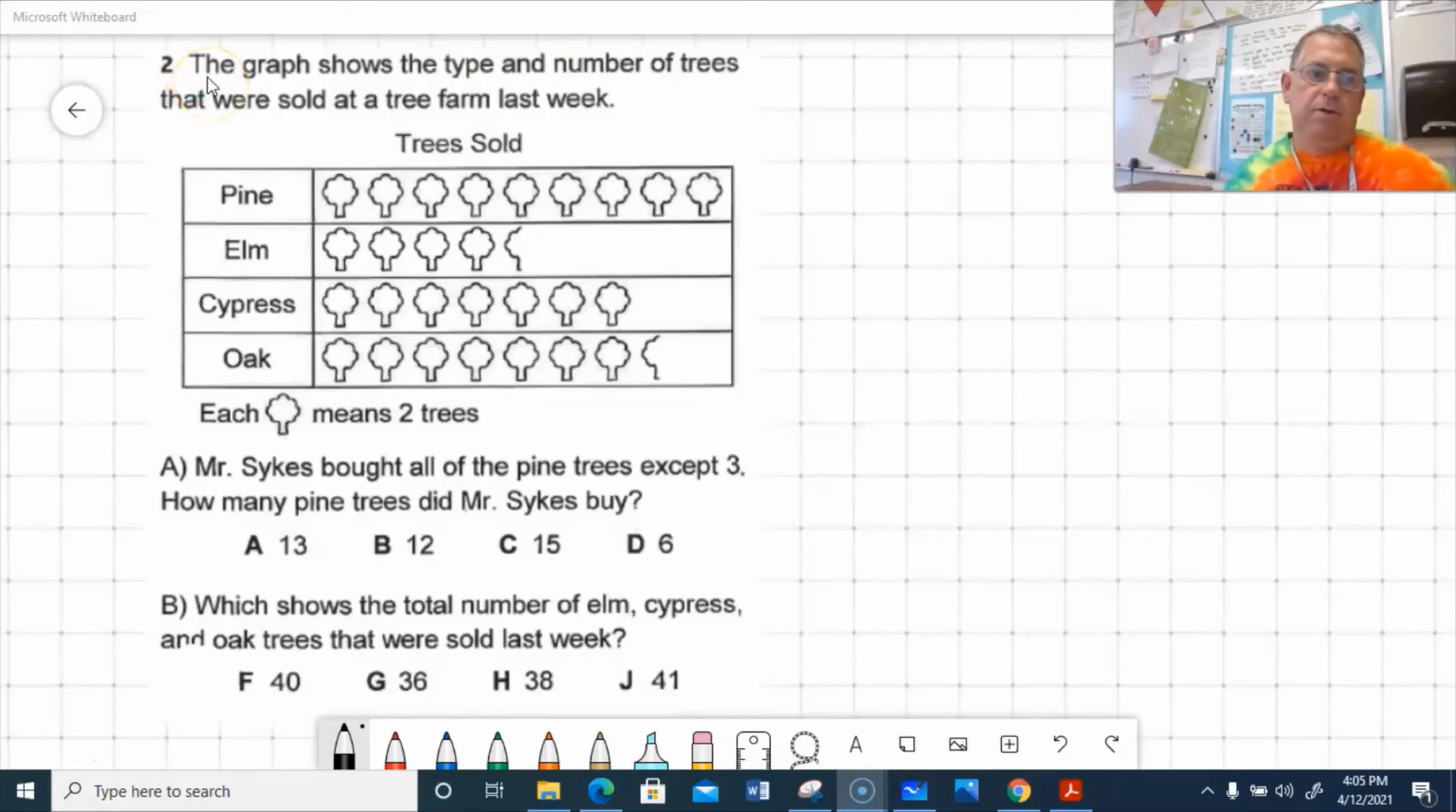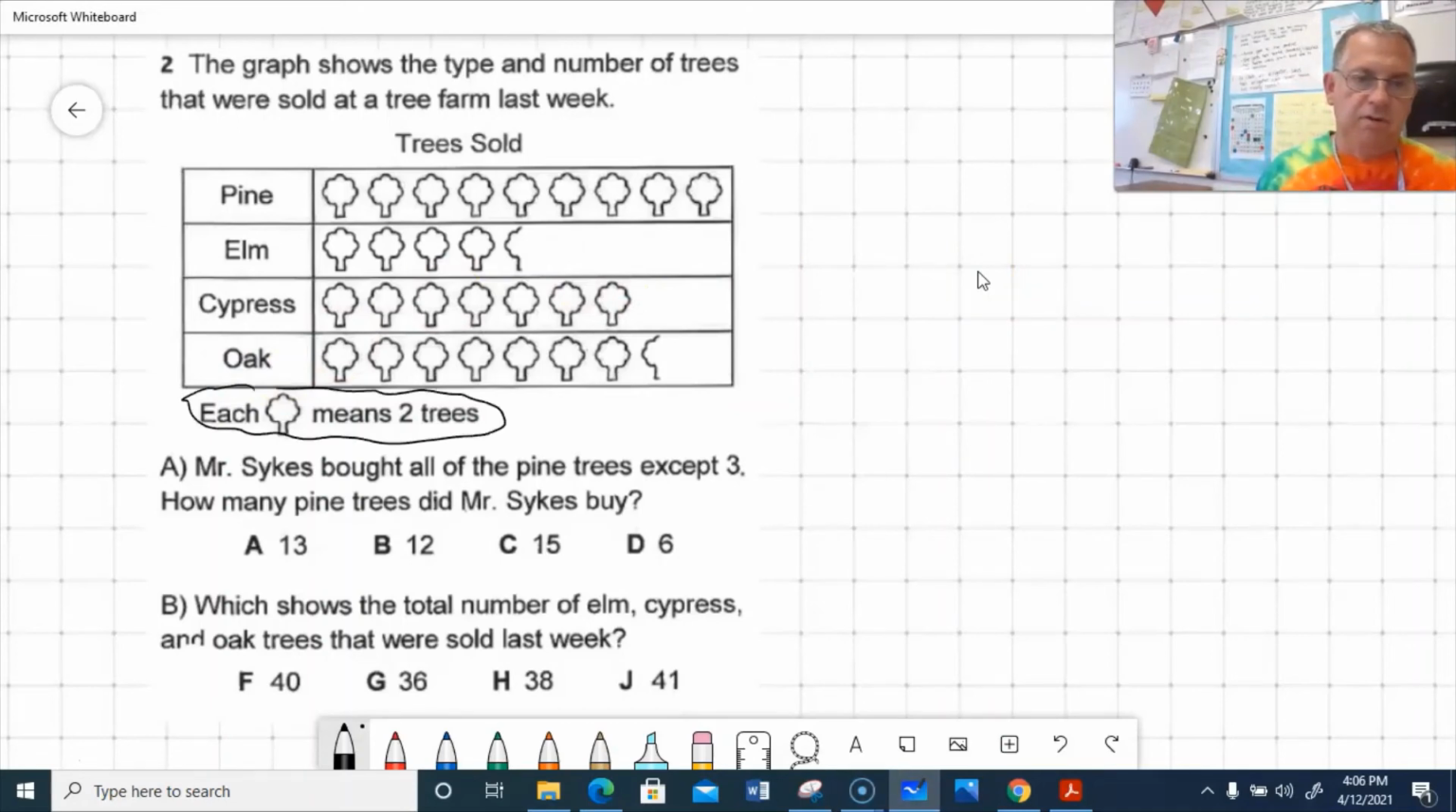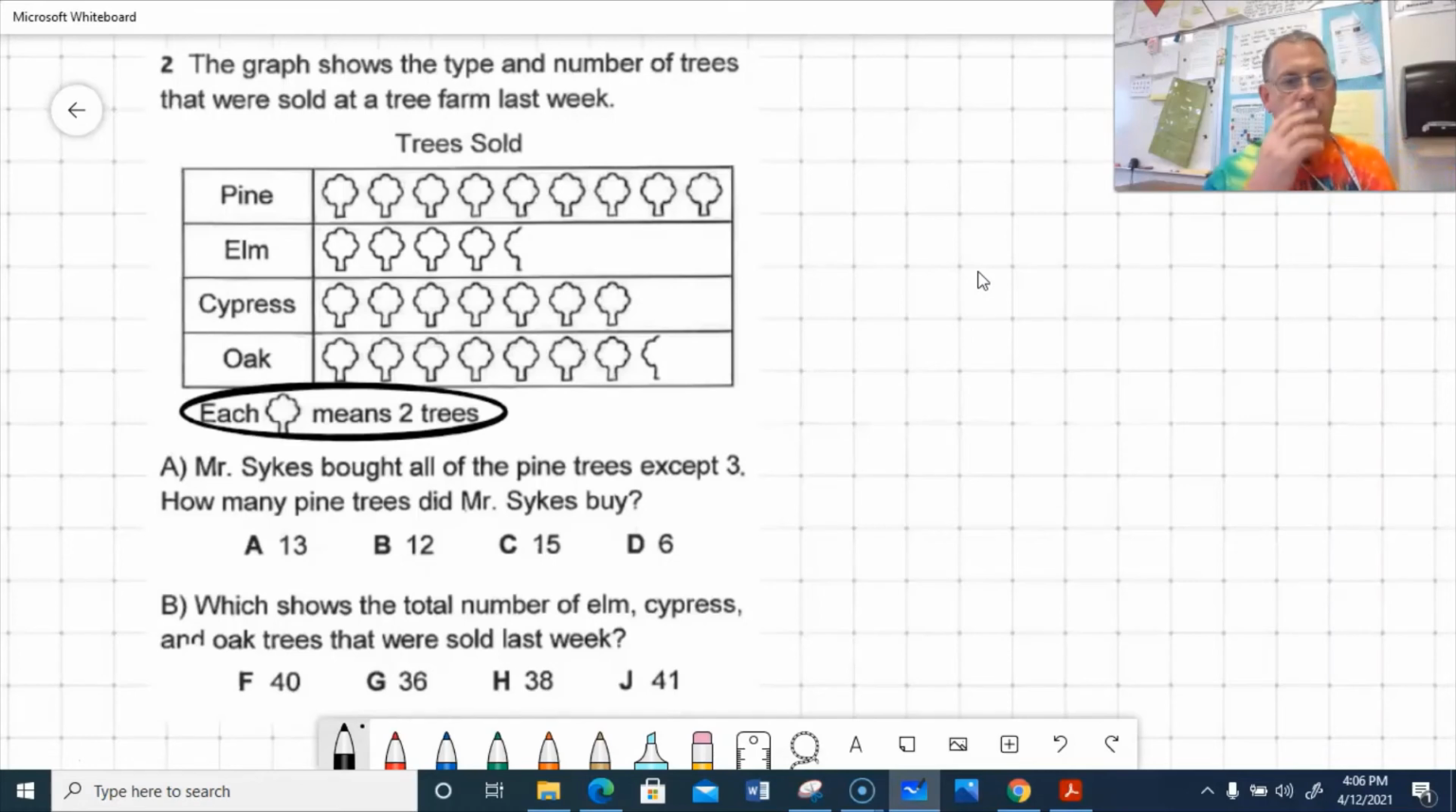Okay, question number 2 says the graph shows the type and number of trees that were sold at a tree farm last week. So the title of the pictograph is Trees Sold, and we have pine, elm, cypress, and oak trees. We also have a key here. The key says that each picture of a tree represents 2 trees.